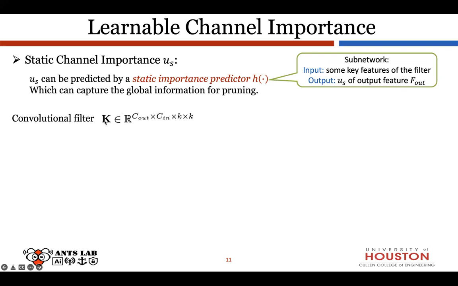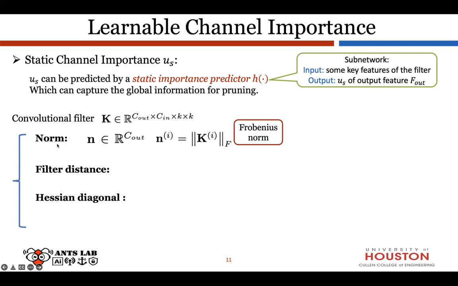And here we define K as the convolutional filters in this convolutional layer. So we have C out convolutional filters in each layer. Here, they propose 3 key features to represent the filter. The first feature is the norm, and the second feature is the filter distance. We want to calculate the distance between each filter and the average filter. And the third term is the Hessian diagonal.